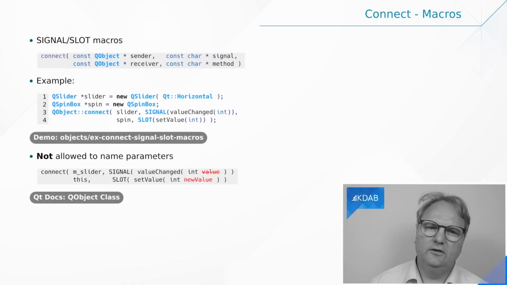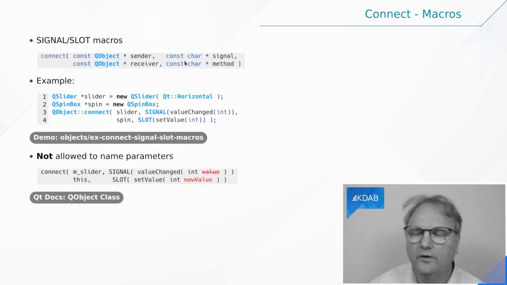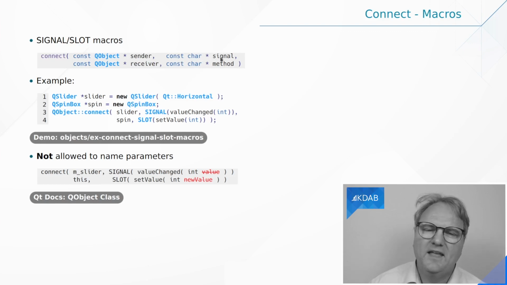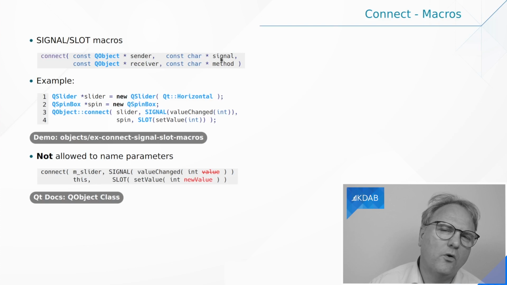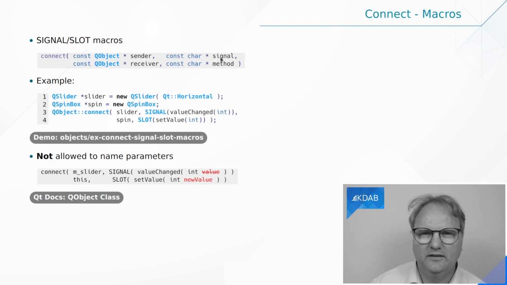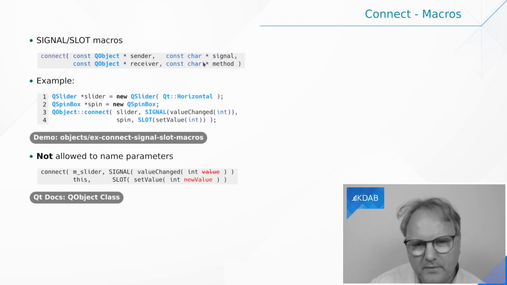And now to the Qt4 way of doing it. You'll notice here on the slide that it looks exactly like the Qt5 way, except that it says const char pointer for the signal here. And that is the core problem we were facing back then. Namely that it was basically just a string.